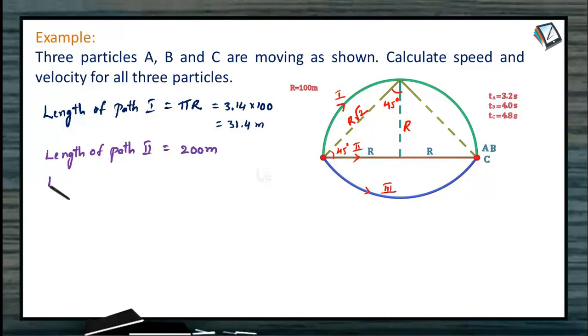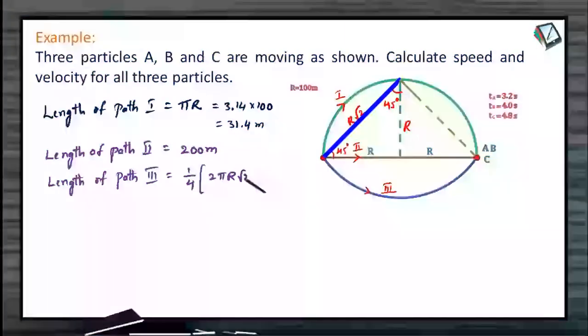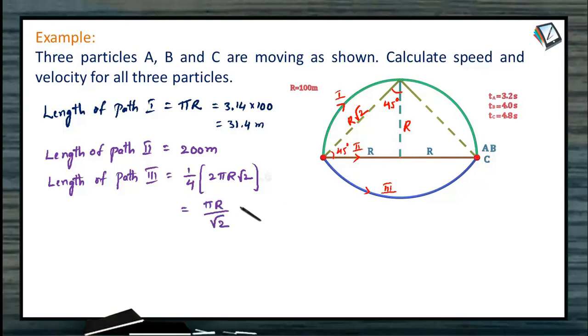And similarly, length of path 3. Length of path 3 will be what? It is just a quarter circle, so 1/4 of the circumference. That means it is equal to 1/4 of the circumference of this circle. And radius of this circle is R root 2. So circumference becomes 2 pi R root 2. So length of the path 3 becomes what? Pi into R divided by under root 2. As you can see that 2 and here 2. So under root 2 is remaining at the denominator. So this is the length of the path 3.